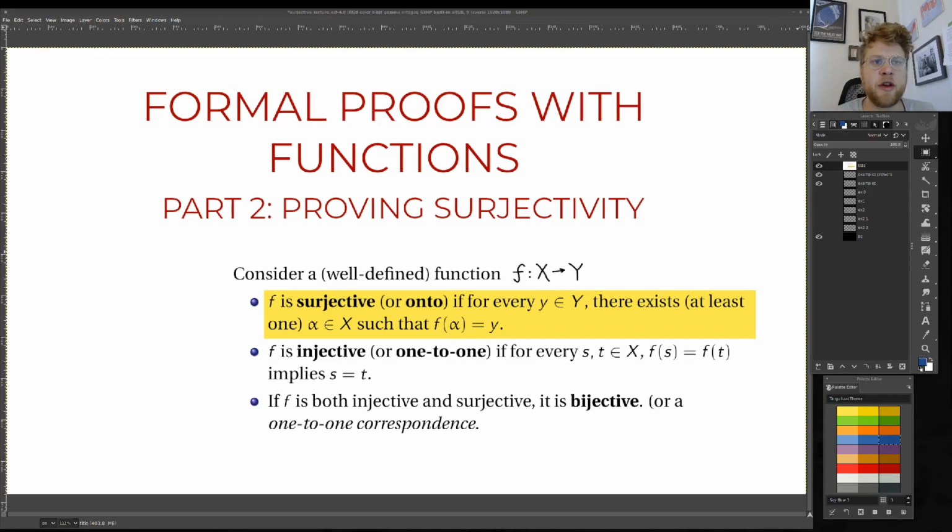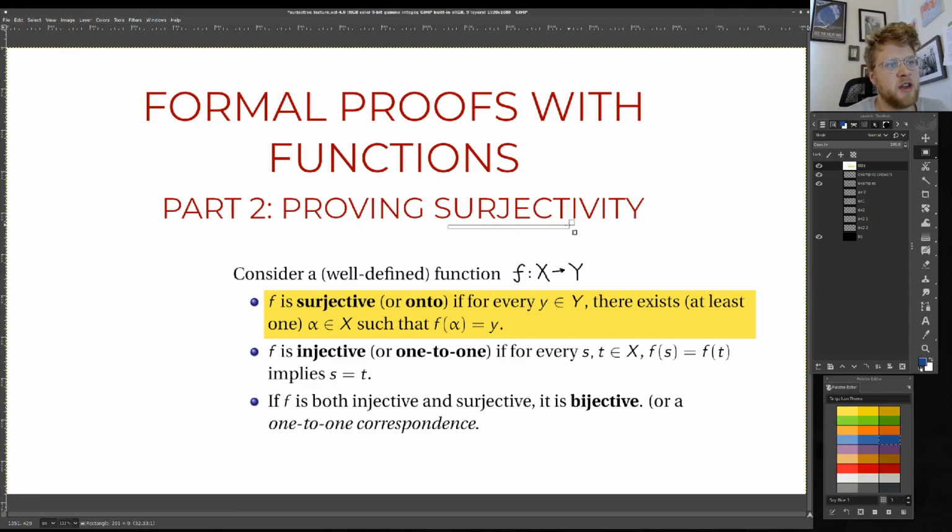All right. Hi, everyone. Here's the second part of this video. We're going to be trying to prove various properties of functions using formal definitions and formal proofs. So last video we talked about whether or not functions were injective and trying to prove that. This video will naturally focus on surjectivity.